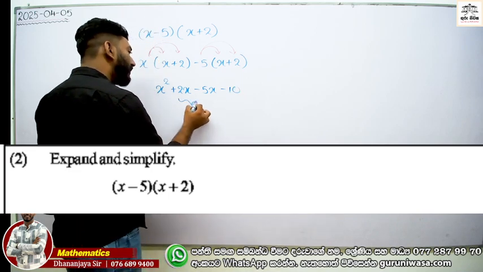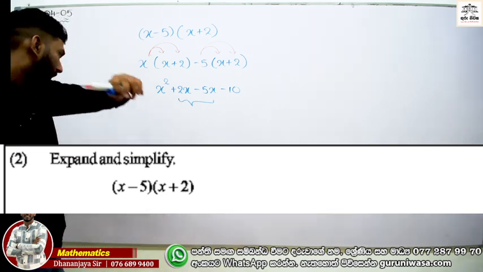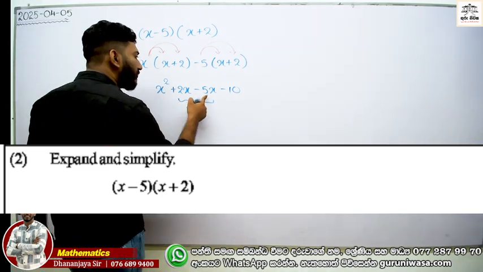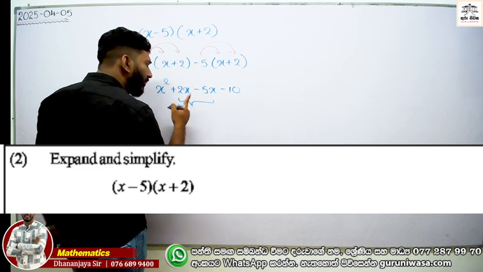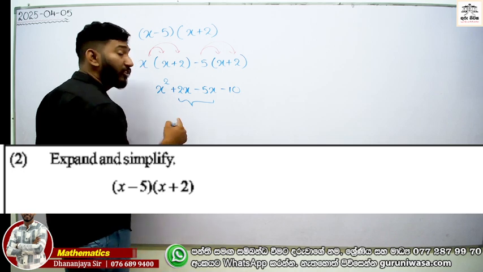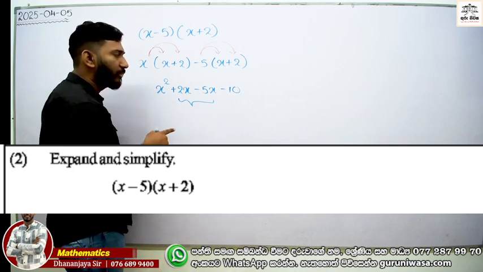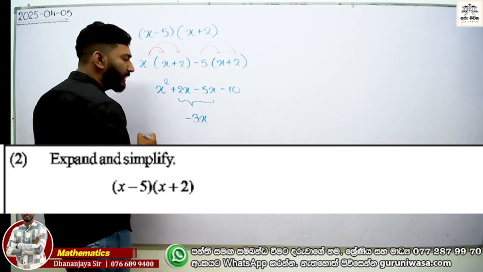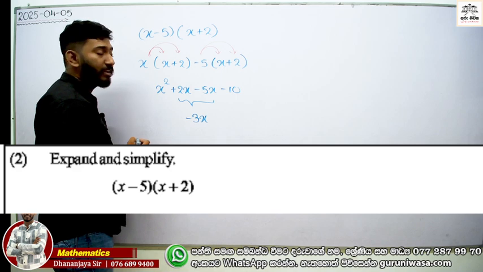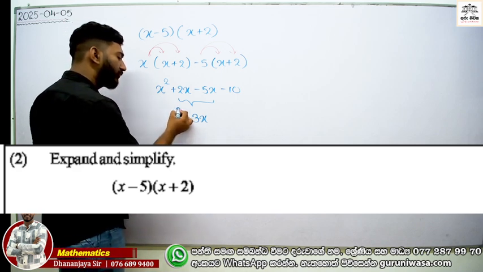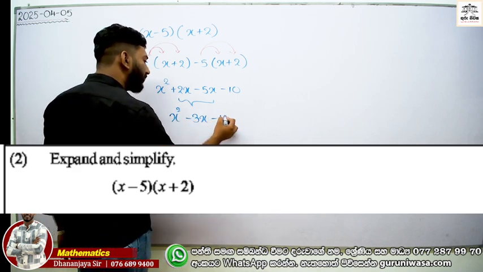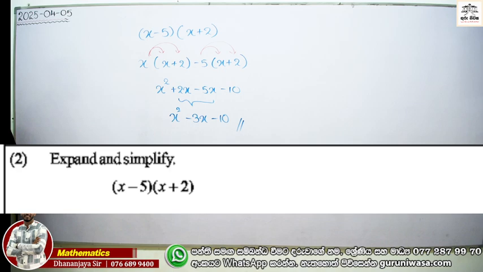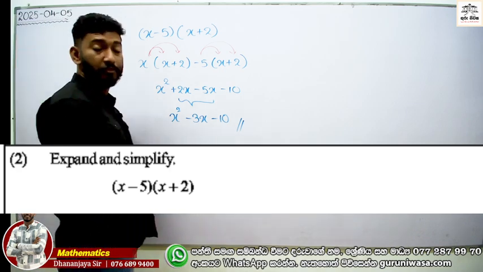Now the middle terms, we call them like terms, plus 2x and minus 5x. Different signs, so we are going to subtract. 2x subtracted from 5x becomes 3x, and it should be a minus because the greatest one should be a minus, right? Then x squared minus 3x minus 10, and this is the final answer for the second one, right?